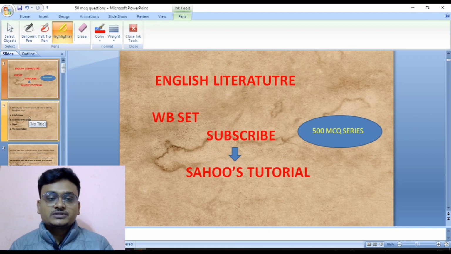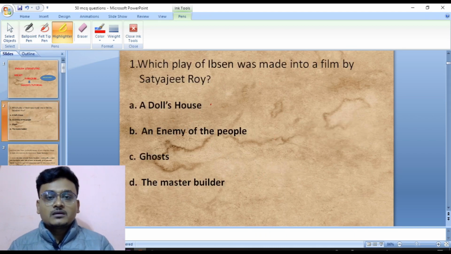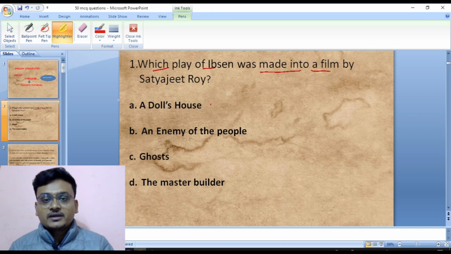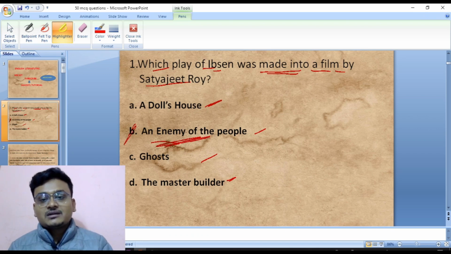So here is the first question on your screen. Which play of Ibsen was made into a film by Satyajit Ray? Options are A Doll's House, An Enemy of the People, Ghosts, The Master Builder. So option B, An Enemy of the People, is the right option here.